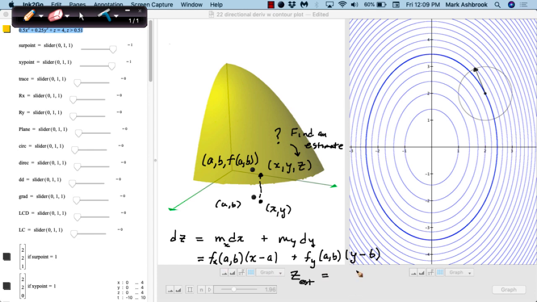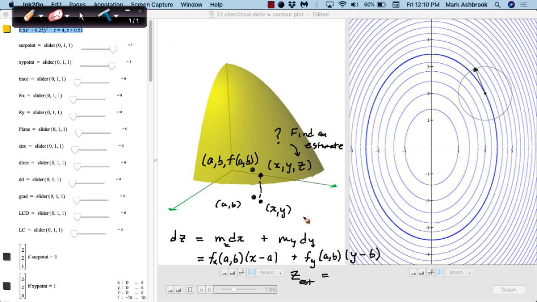So does everyone get that as the change, right? There's going to be a change for our change in x. Your change in x is going to be x minus a. That's your dx. And if you take the rate of change times dx, you'll get the change in z because of the x change. And then the change in y will be y minus b. If you multiply it by the rate of change in the y direction, you'll get the change in z due to the y change. And we can just add them together, right? Because there's no overlap there. They're in orthogonal directions to one another.